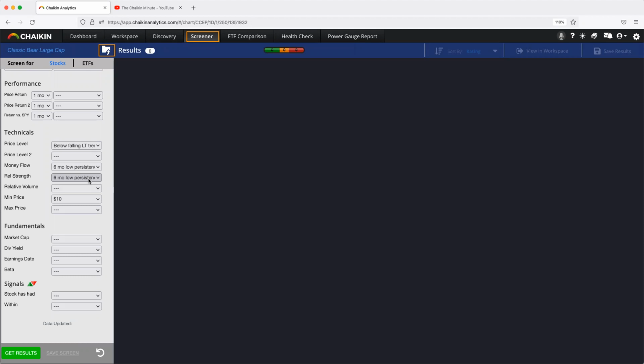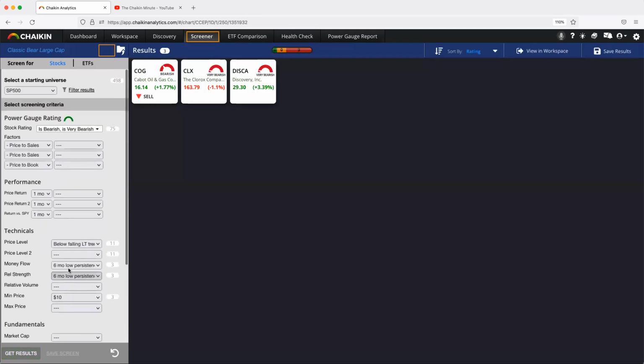But again, these preset screens are designed for you to be able to modify as you see fit, as market conditions change, or as you're just looking for something specific. Not everyone has exactly the same trading style, and that's okay. So we're going to click Get Results. That's all we have to do.